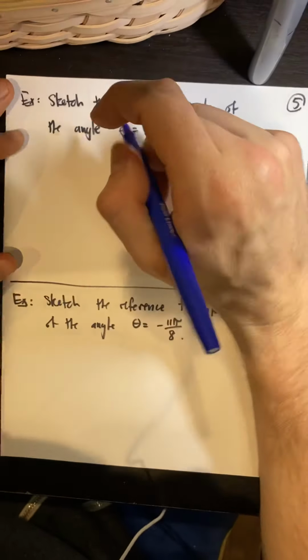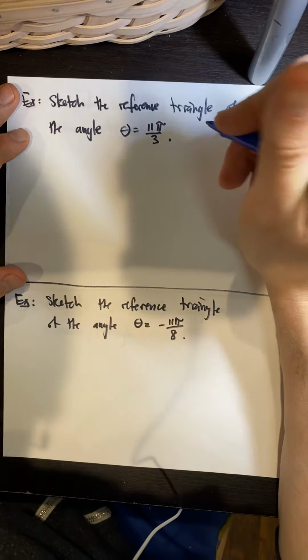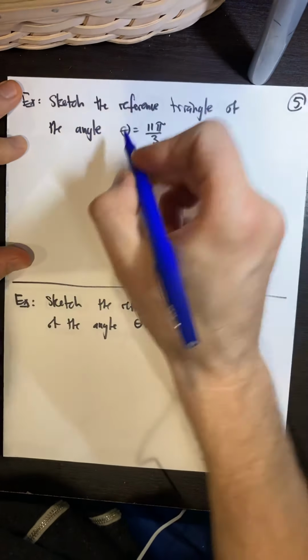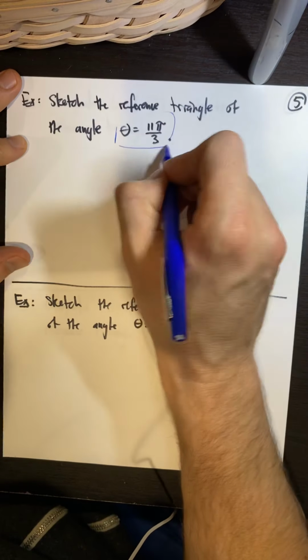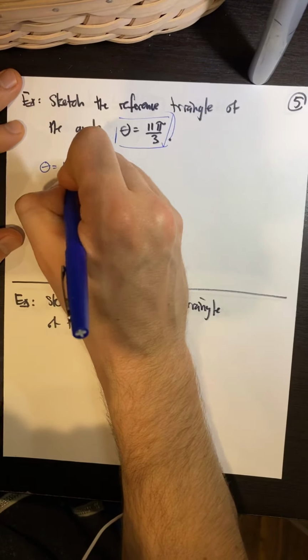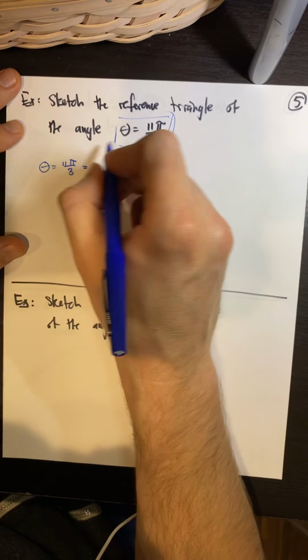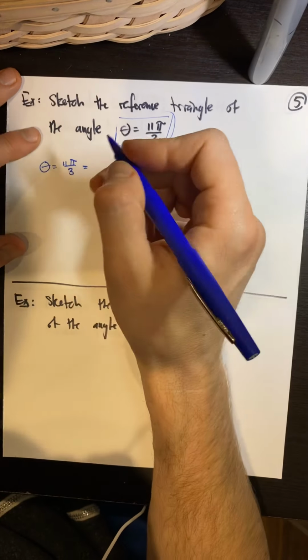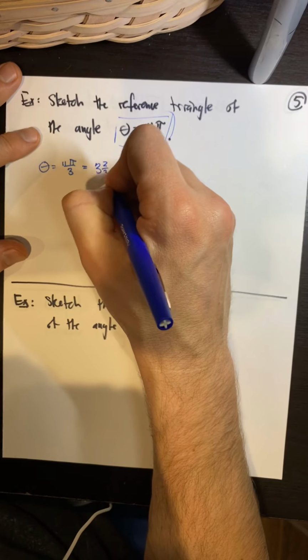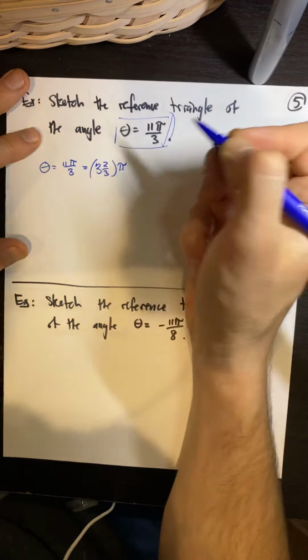Another way to use trigonometry of any angle is to first sketch out what's called the reference triangle. So here, if I'm given the angle 11 pi over 3, I can write that as a mixed fraction. So 11 over 3 is the same as, let's see, 3 2/3. So this is the same as 3 2/3 pi.